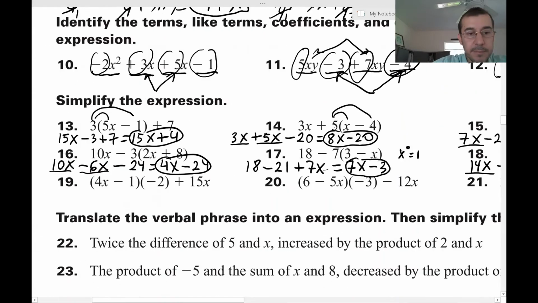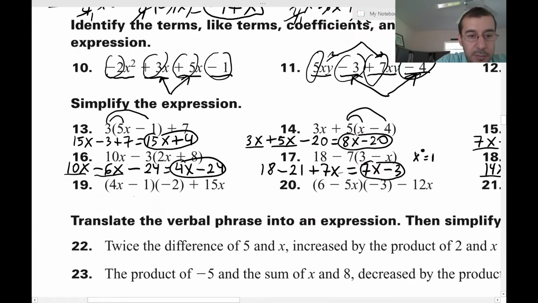Okay, 19. We're applying the distributive property. We're doing 4x times minus 2. And then we're going to do minus 1 times minus 2. So 4x times minus 2 is minus 8x. Minus 1 times minus 2 is plus 2. And then plus 15x. Like terms, minus 8x plus 15x. Which one is greater? They have different signs, so we have to do subtraction. Which one is greater? 15 is greater, so plus. Then 15 minus 8 is 7x. And don't forget the x, 15x minus 8x. Okay. And then plus 2.